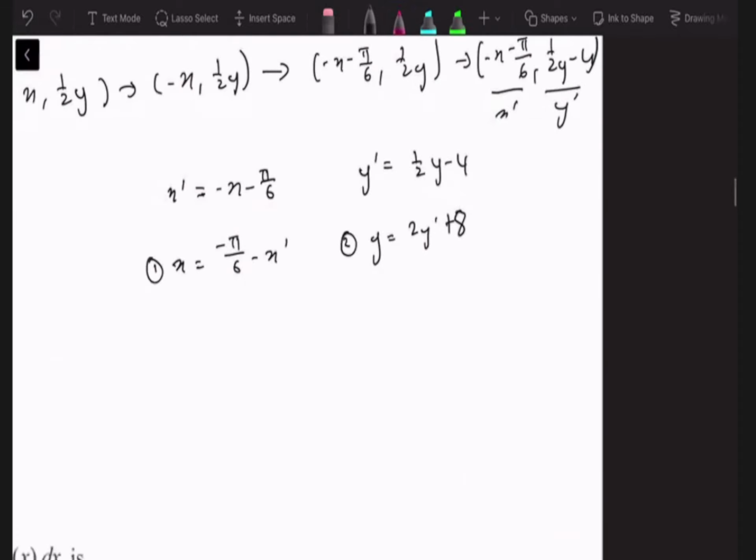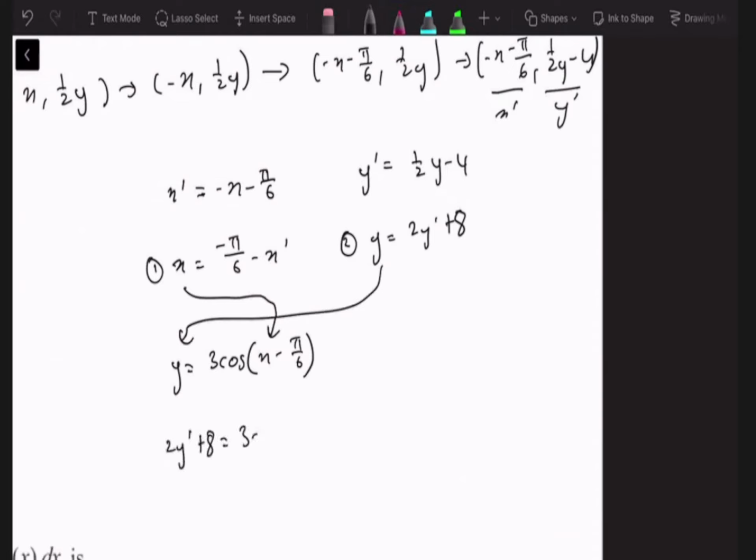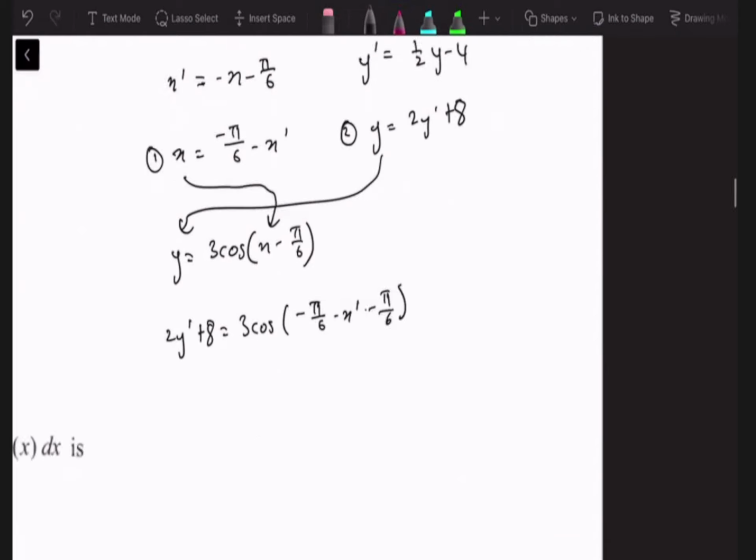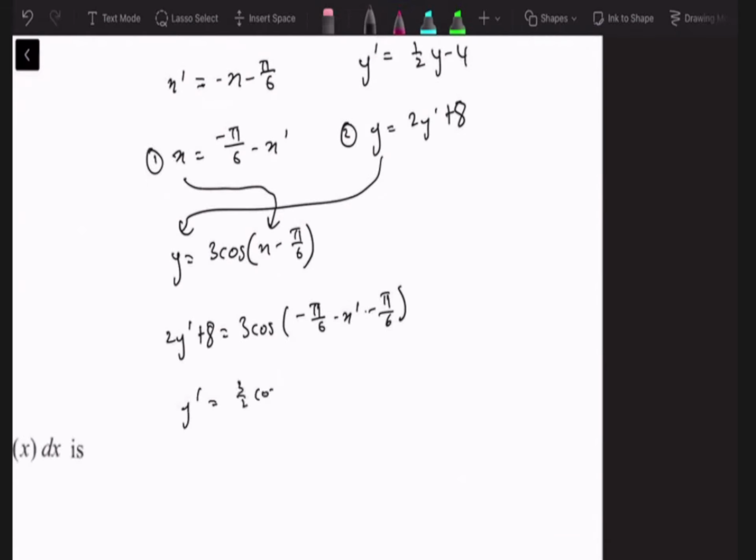So we have our original equation, y is 3 cos(x minus pi on 6). And you can just sub x and y. So 2y dash plus 8 is 3 cos(negative pi on 6 minus x dash minus pi on 6). So y dash is 3 on 2 cos(negative x dash minus 2 pi on 6, so pi on 3), minus 4.